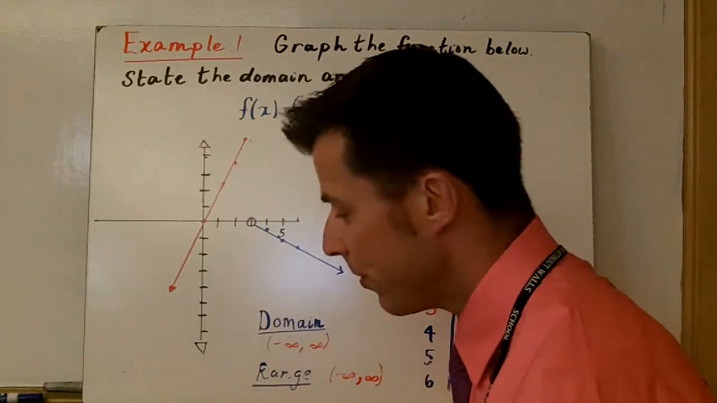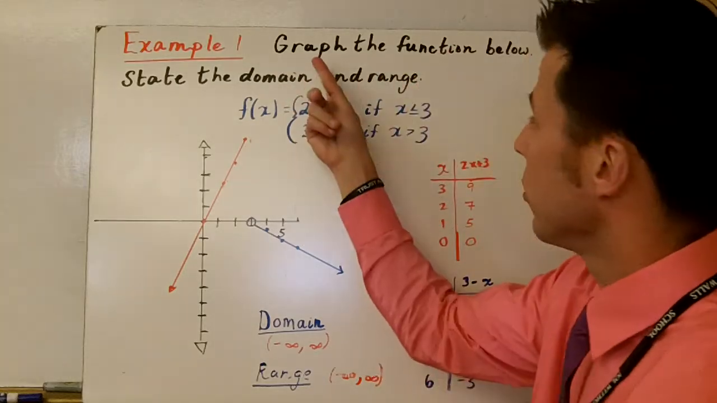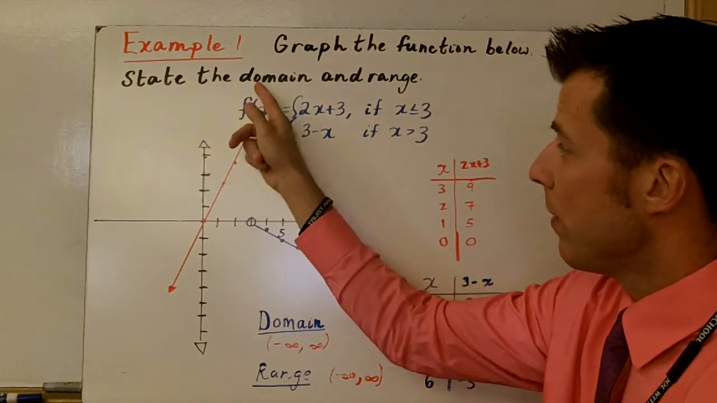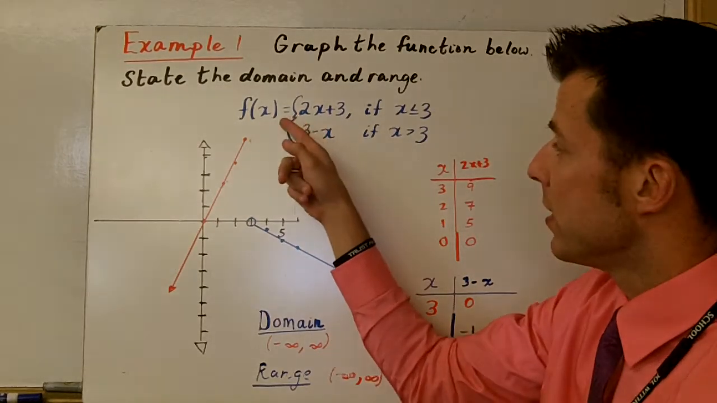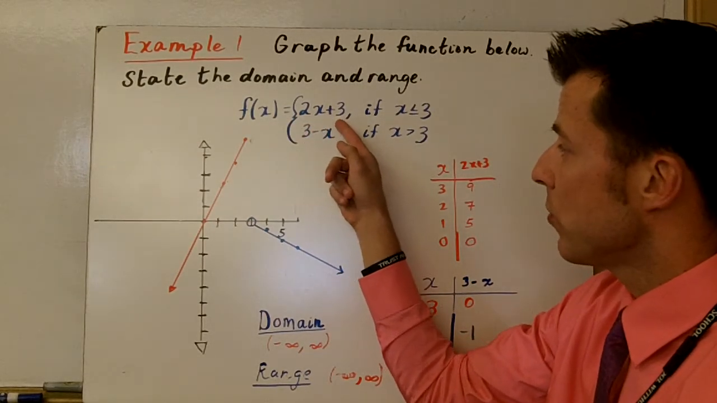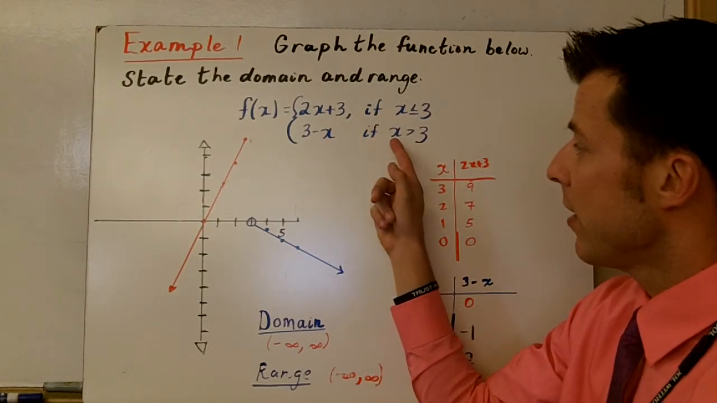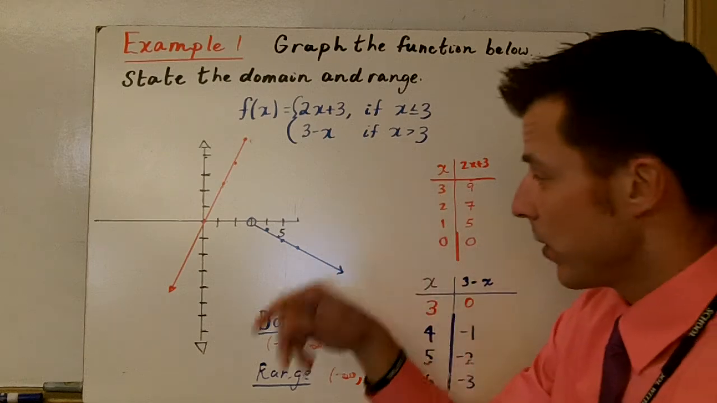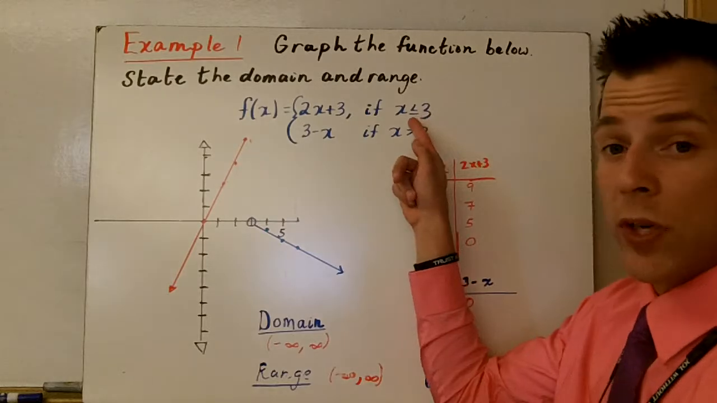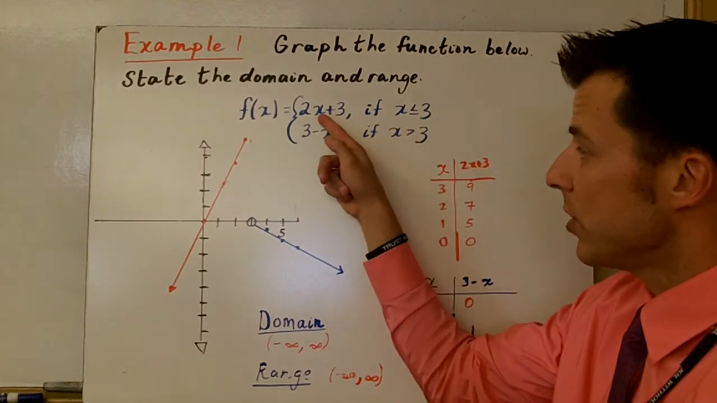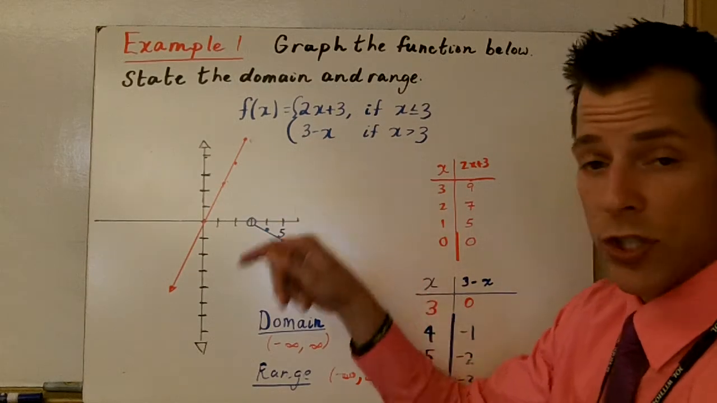Okay, so in example 1, we're going to go ahead and graph two linear equations. Graph the following function below. State the domain and the range. So here's our function. f of x is equivalent to 2x plus 3 if x is less than or equal to 3, and 3 minus x if x is greater than 3. So what they're saying here is that if you're picking a value that is 3 or less, we're going to be using this function. If you pick a value that's greater than 3, you would use this function to plot.